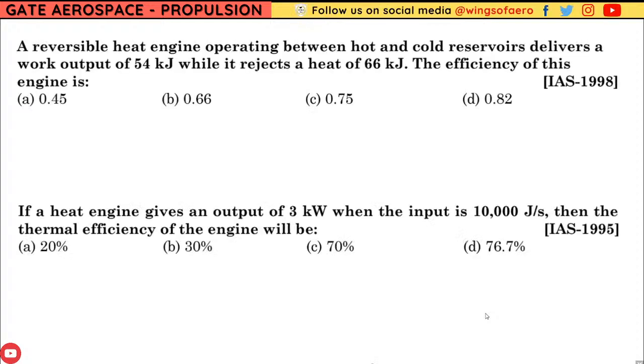All right. Now find for this one. First one. A reversible heat engine operating between hot and cold reservoir delivers a work output of 54 kJ while it rejects a heat of 66 kJ. Efficiency of this engine is. Again, it is a very easy question.